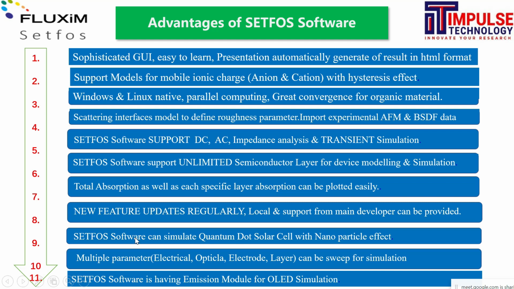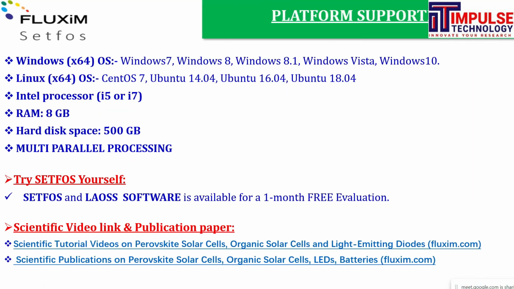We have emission modules and quantum dot solar cells with nanoparticle effect. Multiple electrical, optical, electrode or layer parameters can be swept, so you can perform multiple jobs at a time in one go, along with the emission module for OLED simulation. These are a few of them listed on the screen. If you would like more advantages, they are also given in the manuals and tutorials.